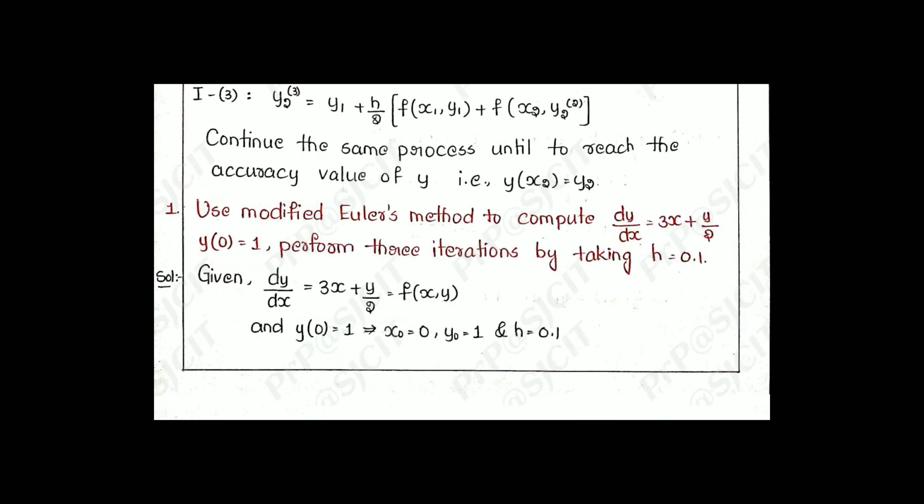Use modified Euler's method to compute dy by dx equal to 3x plus y by 2, y naught is equal to 1, the given initial condition. We have to take 3 iterations, and h is also given as 0.1. Write the given function first, and y naught equal to 1 is given in the question itself, so consider x naught equal to 0, y naught equal to 1, and x1 equal to 0.1.